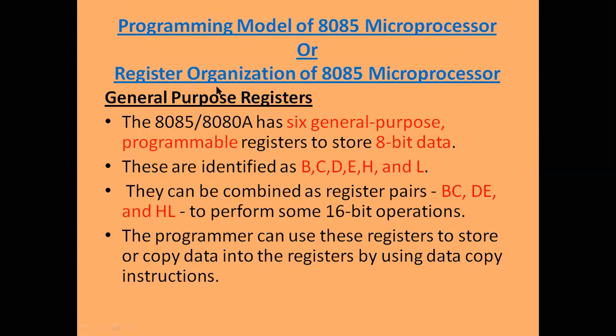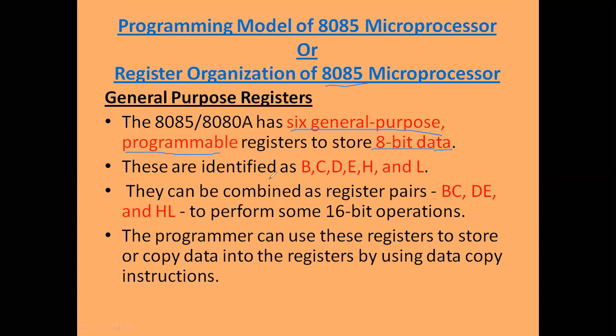We have 6 general purpose registers. In 8085, these are programmable. As I've already explained, programmable means you as a programmer can use these registers to store information. Now these all are 8-bit. They can store 8-bit data. Why? Because our 8085 is an 8-bit microprocessor.